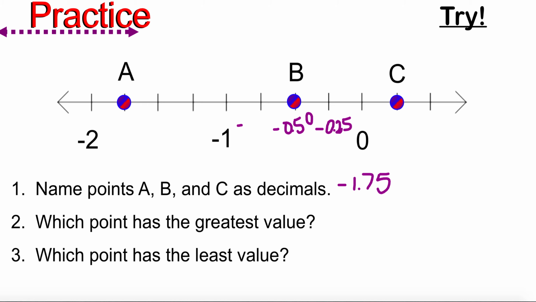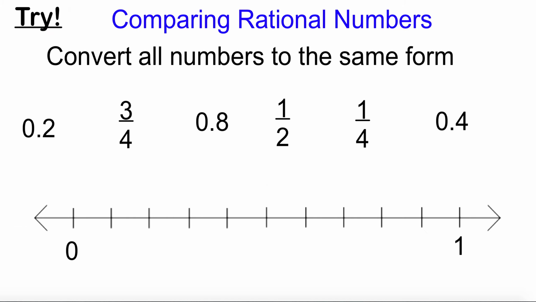Okay, keep going, guys. Comparing rational numbers. For comparing rational numbers, we have to convert all the numbers to the same form. So if we have 0.2, 3/4, 0.8, 1/2, 1/4, and 0.4, we're going to decide to convert them to decimals, and we have here from 0 to 1.